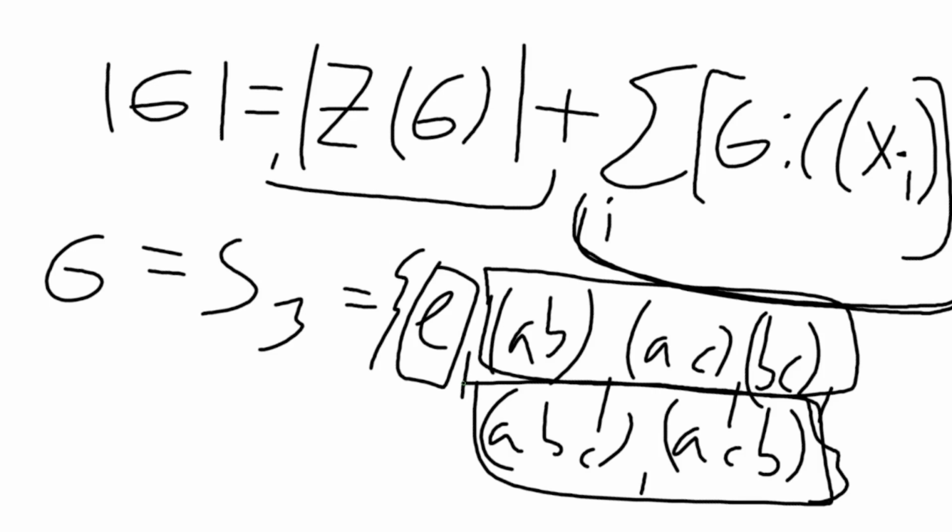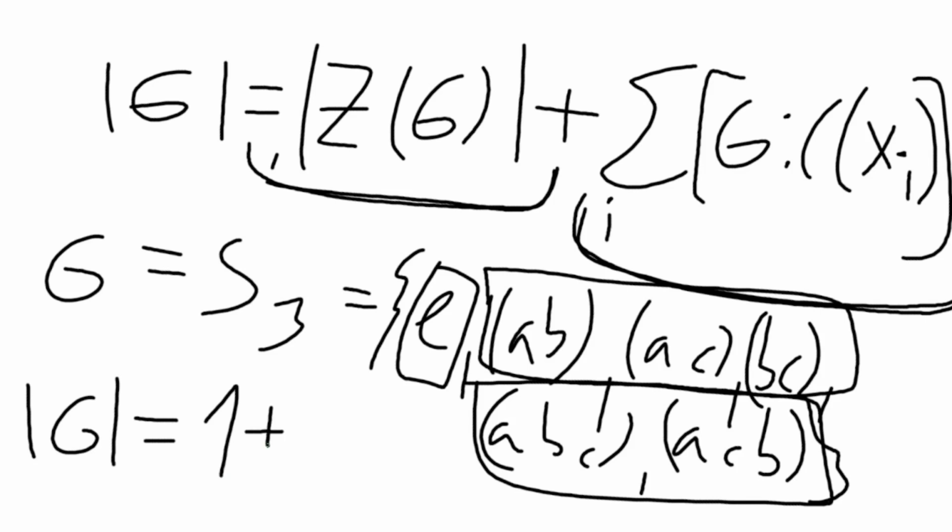So for the example here, we see that the order of the group G, we know it's 6 because we've listed 6 elements, but let's recount it. It should be equal to the cardinality of the center, that's 1 here, because it's just E. And then add the conjugacy classes, whose number of elements is equal to the index of the centralizer subgroups for the corresponding members of those conjugacy classes in the group G.